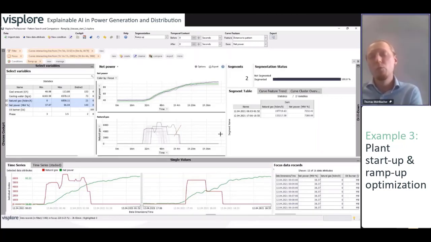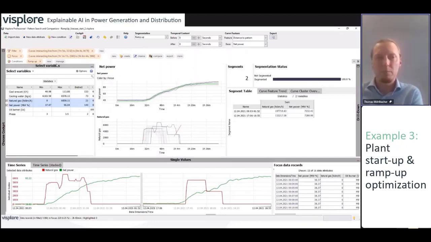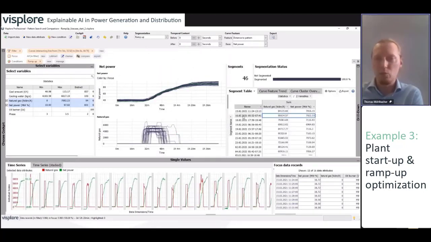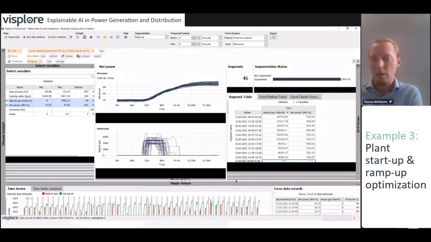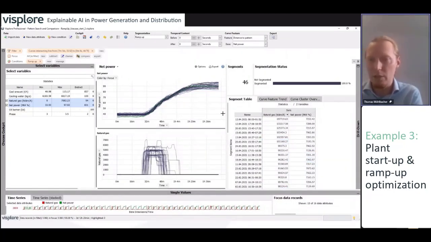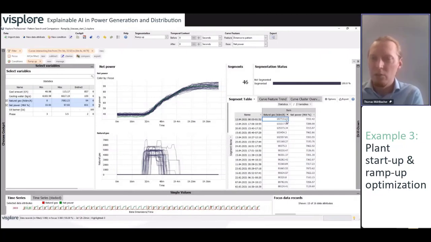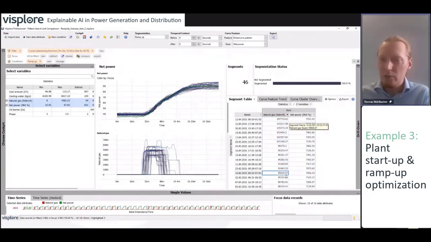Yeah, and we want to reduce the gas consumption here. So what we also can do is we can sort all of our segments by the amount of gas used to find quickly those where the most gas was used. And by looking at this list, we see, okay, there are 46 of them. There are many of them actually that have more than 90,000 norm cubic meters here. So we could say this is actually a lot.